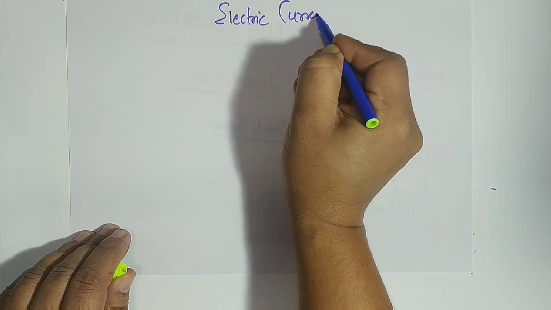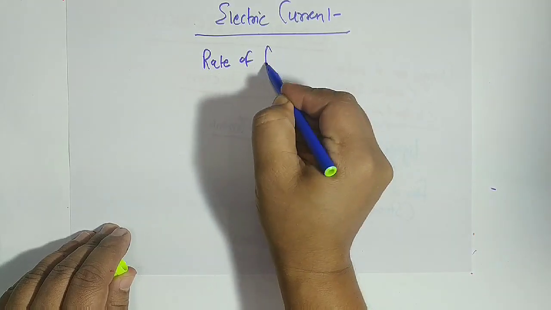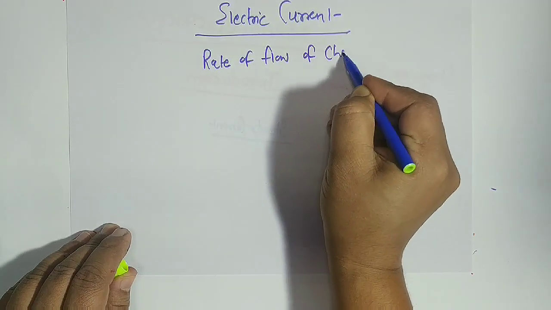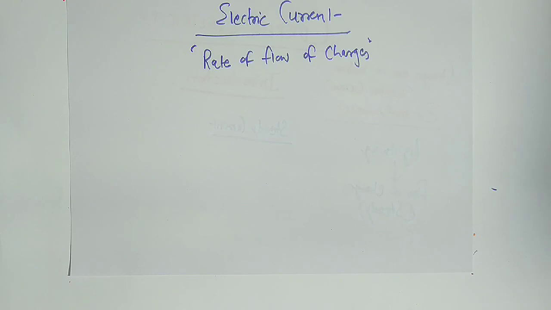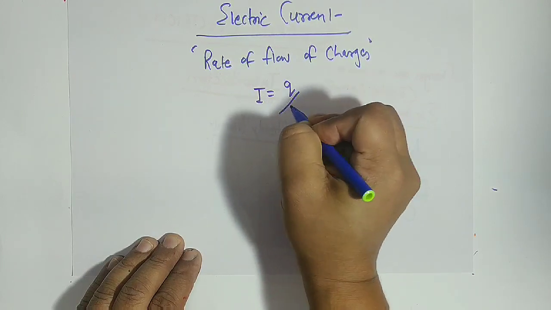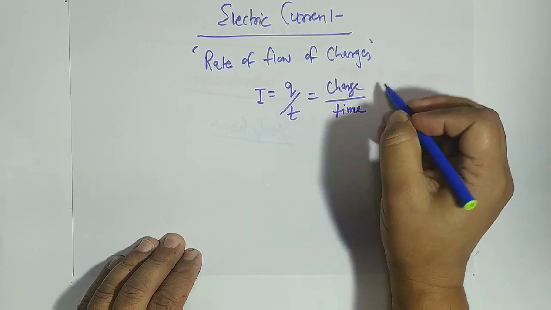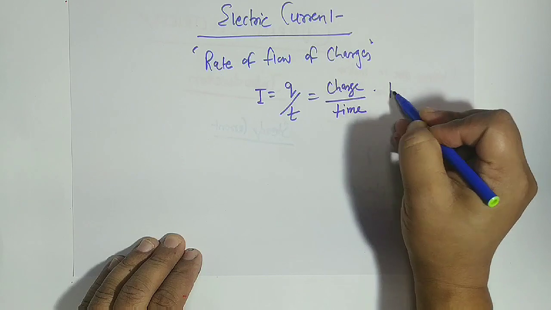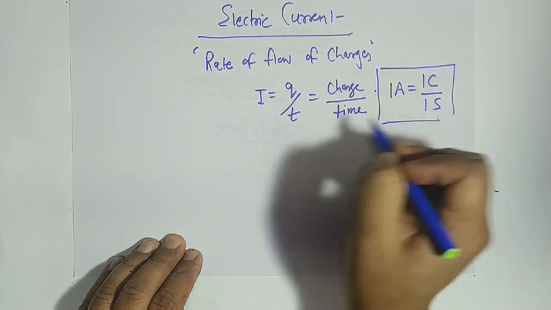Electric current is actually the rate of flow of charges. When we talk about the rate of flow of charges, that is known as electric current. And electric current is simply represented by I. And I is Q by T. What is Q? It is charge. What is T? It is time. So certainly, 1 ampere is equal to 1 coulomb by 1 second.